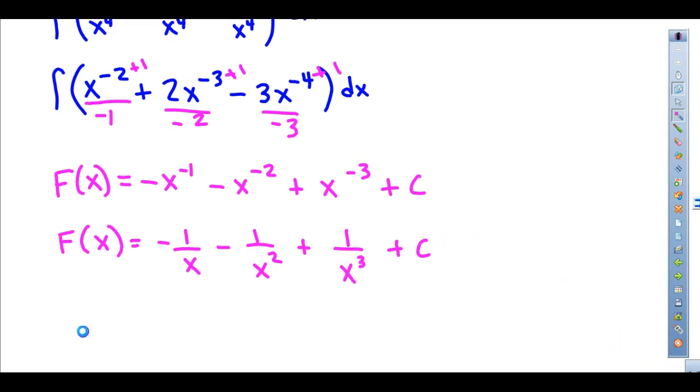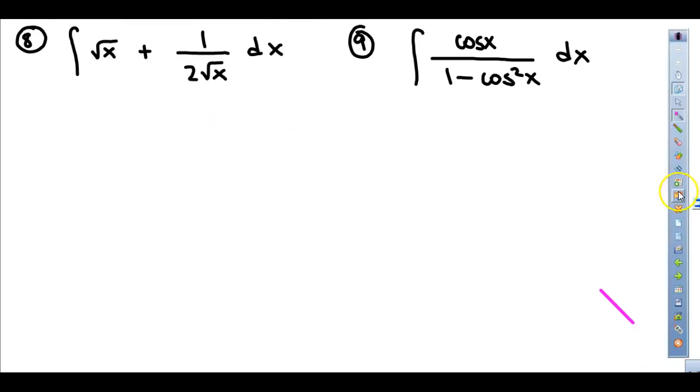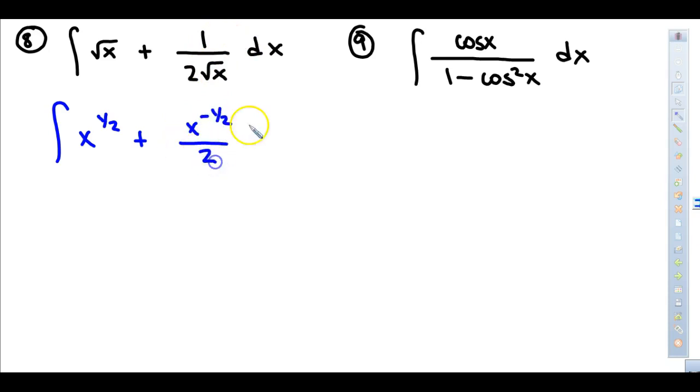Let's see what's happening over here. Okay, number 8. All right, integrating square root of x plus 1 over 2 square root of x dx. Change these to the form of x to the n. Okay, so I'm integrating x to the 1/2 plus, I'm going to make this x to the 1/2 and bring it to the top, so that's x to the negative 1/2 over 2.